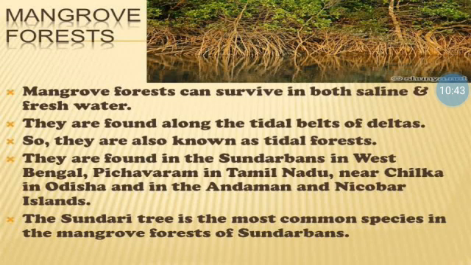The Sundari tree is the most common species in the mangrove forest. These Sundari trees have special roots known as breathing roots, which come out of the soil and take oxygen from air. See the roots, children, in the picture. The breathing roots have come outside.